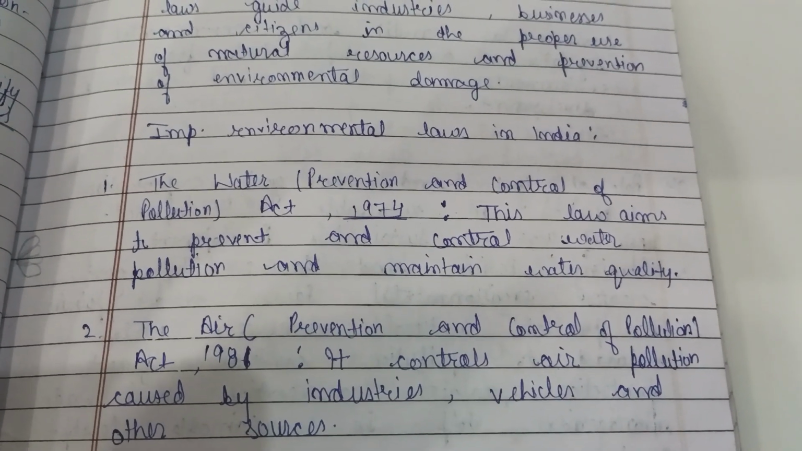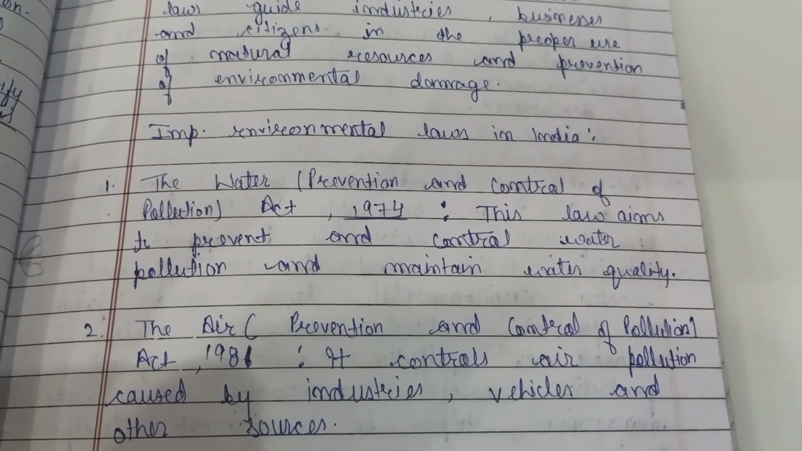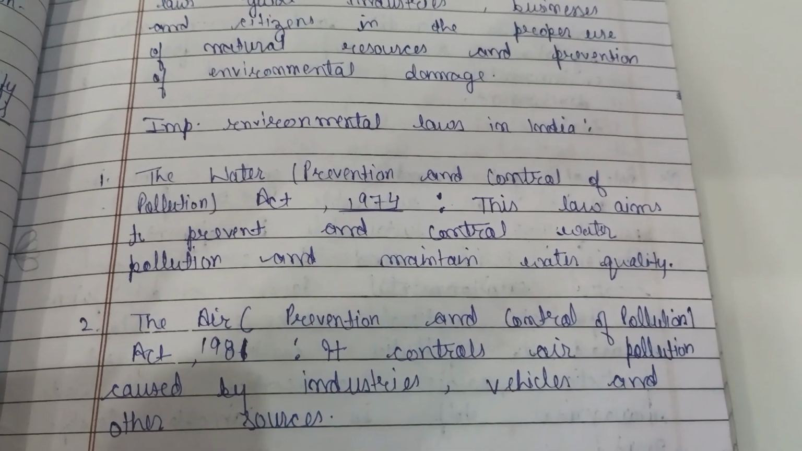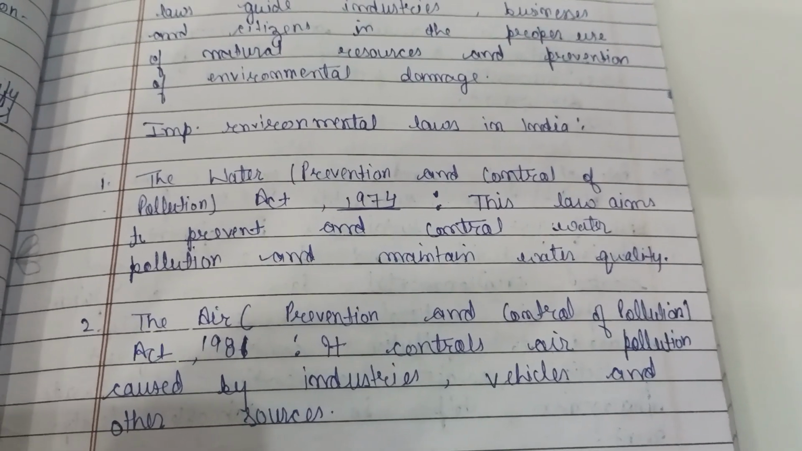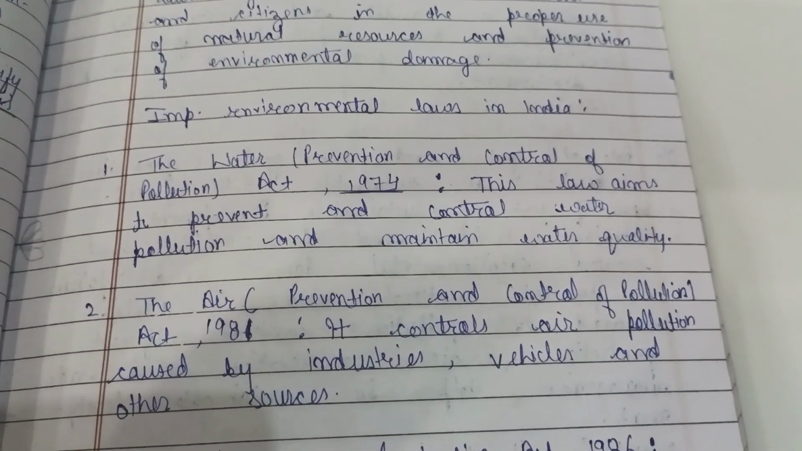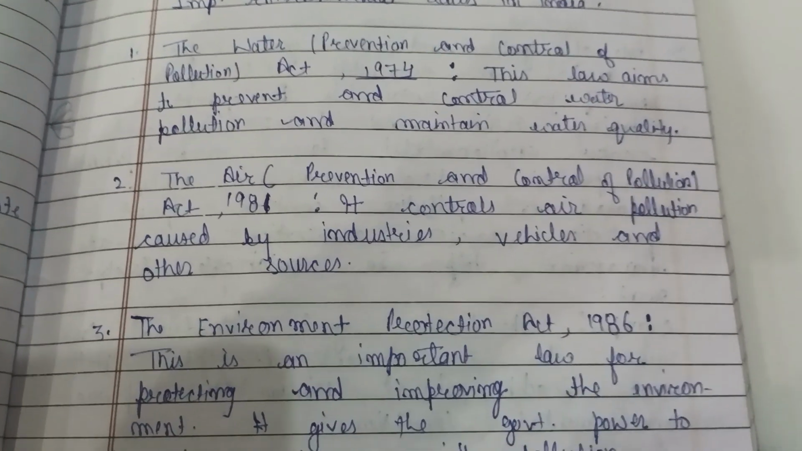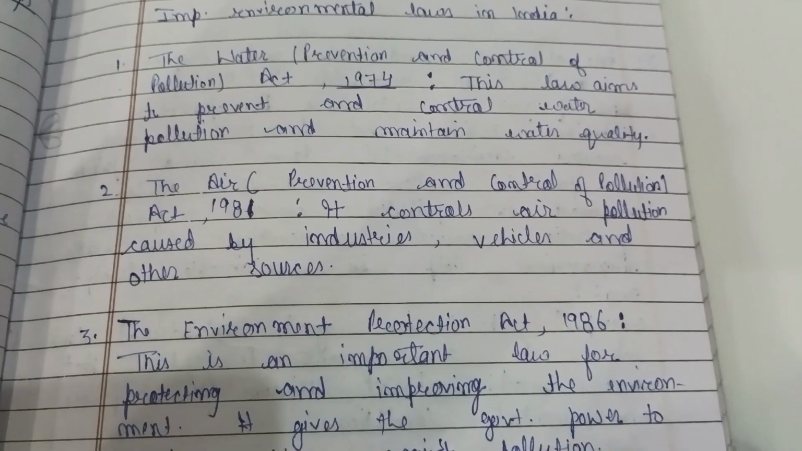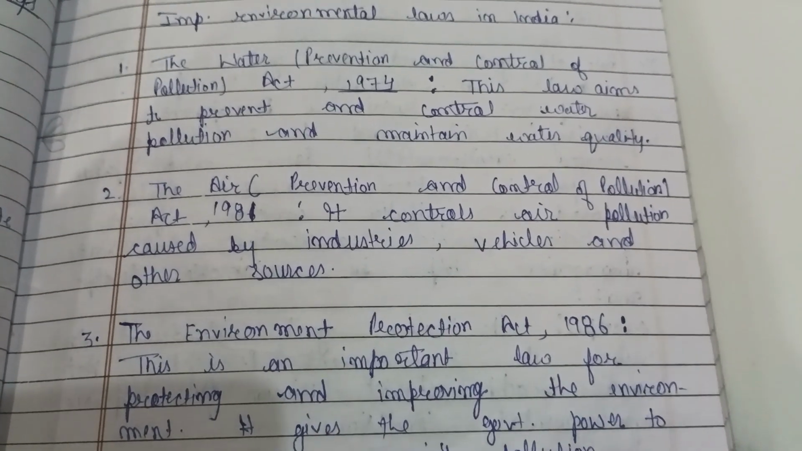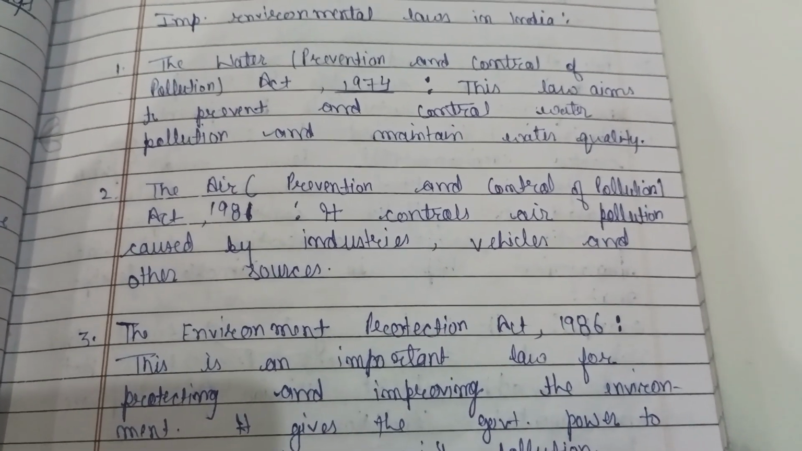The Water Prevention and Control of Pollution Act 1974. This law aimed to prevent and control water pollution and maintain water quality. The Air Prevention and Control of Pollution Act 1981. It controls air pollution caused by industries, vehicles and other sources.